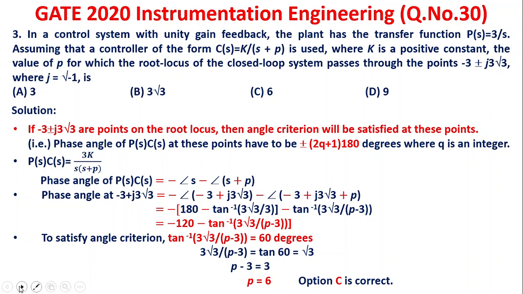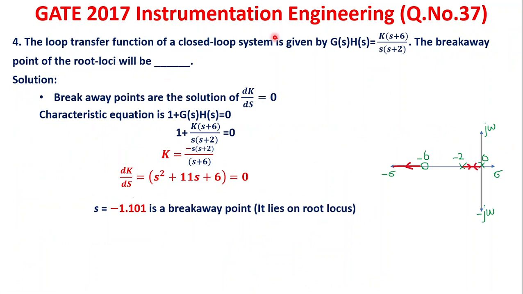Let us move to the next problem. GATE 2017 Instrumentation Engineering. So the loop transfer function is given. The breakaway point of the root loci will be, as usual, the solutions of dk by ds equal to 0. So we are writing k equal to this. Anyway, G of s, H of s is straight away given. Just to have a feel of the root locus, I have plotted the poles and zeros: 0, minus 2, minus 6.